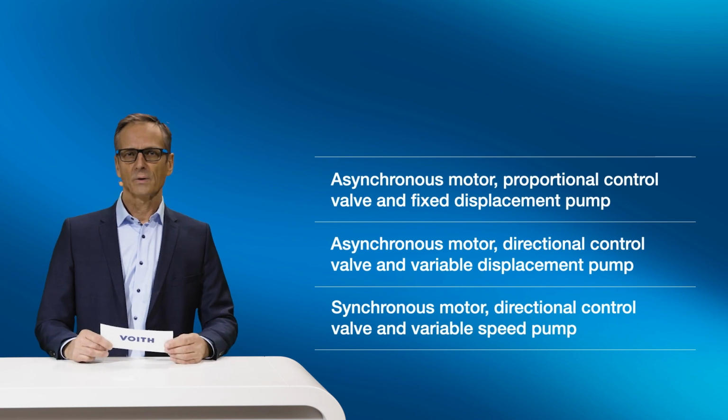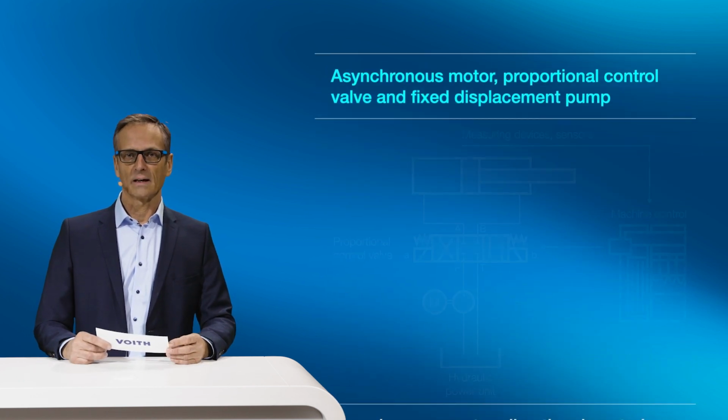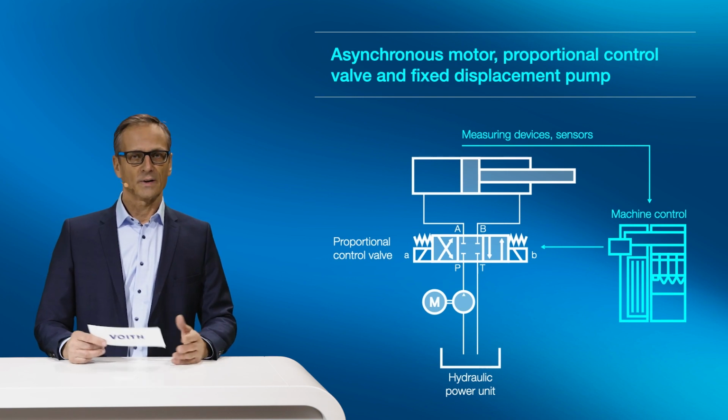Now, how do these approaches differ, and what are their advantages and disadvantages? Let's take a closer look at that. We start with the system of asynchronous motor and fixed displacement pump. Here, an electric motor fed directly from the mains drives the pump at a constant speed.